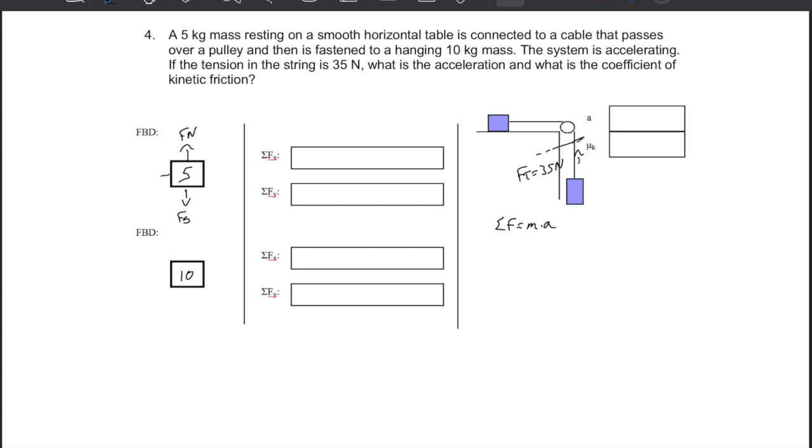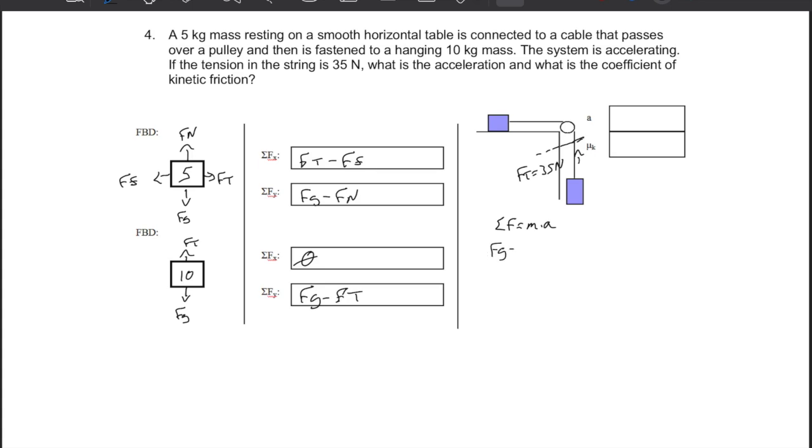Normal and gravity. Normal's up, gravity's down for the object sitting on a tabletop. Friction to the left, force tension to the right. For the object hanging, I got force tension up, force gravity down. And let's fill in those net force equations. It looks like I put force applied instead of force tension, so let's fix that real quick. Force tension, let's make it look good. In the x direction, we got force tension minus force of friction. In the vertical, we have force gravity minus force normal. In the x direction, there's nothing. In the y direction, we have force gravity minus force tension.